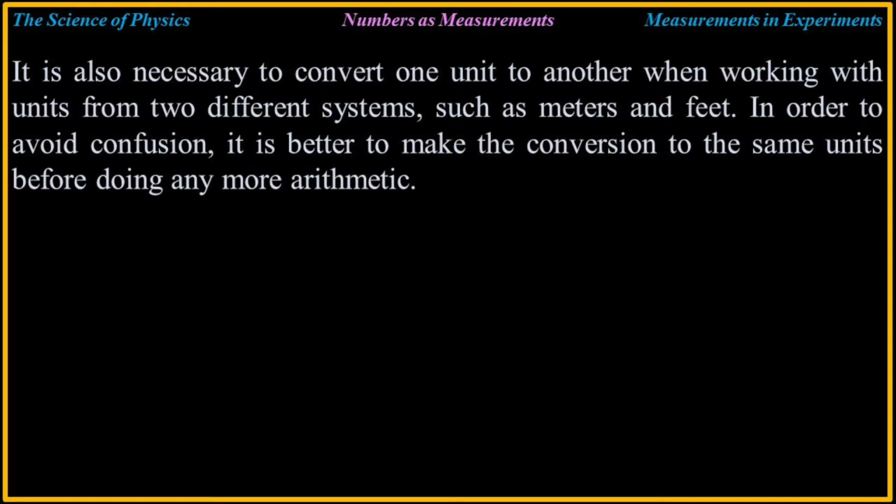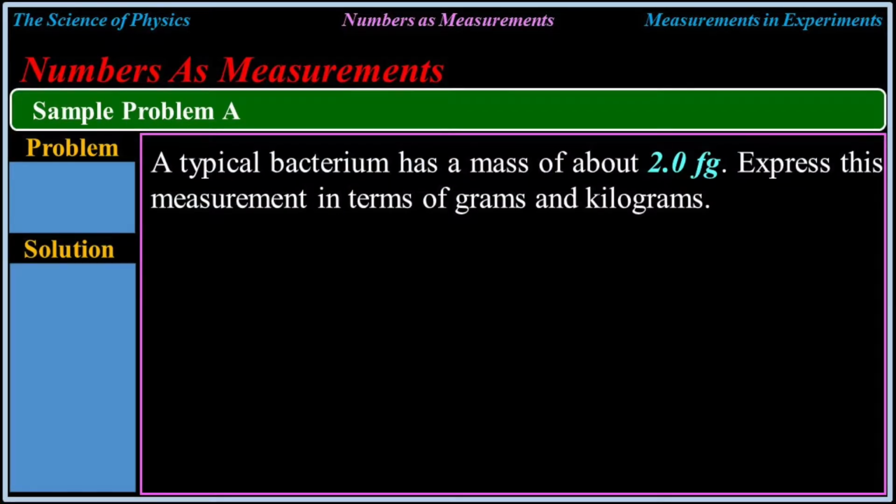It is also necessary to convert one unit to another when working with units from two different systems, such as meters and feet. In order to avoid confusion, it is better to make the conversions to the same units before doing any more arithmetic. Sample problem A. A typical bacterium has a mass of about 2.0 femtograms. Express this measurement in terms of grams and kilograms.